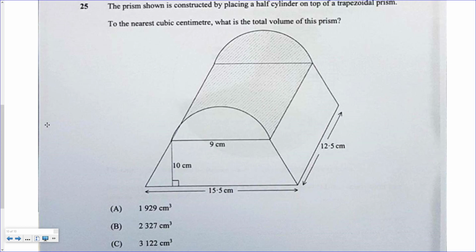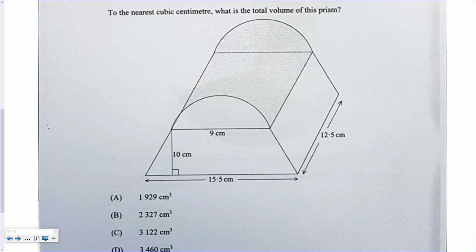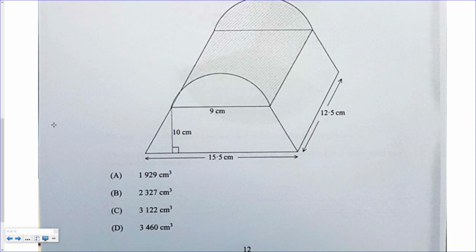We have a prism made by placing a half cylinder on top of a trapezoidal prism. To the nearest cubic centimeter, what is the total volume? So what we want to do here is find the volume of that half cylinder on top, and then add it to the volume of that trapezoidal prism on the bottom. So we do two things and then add them together at the end.